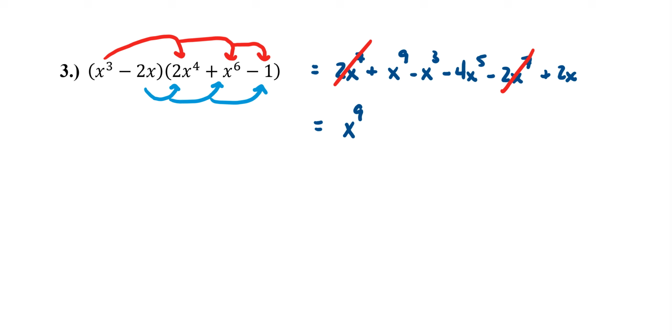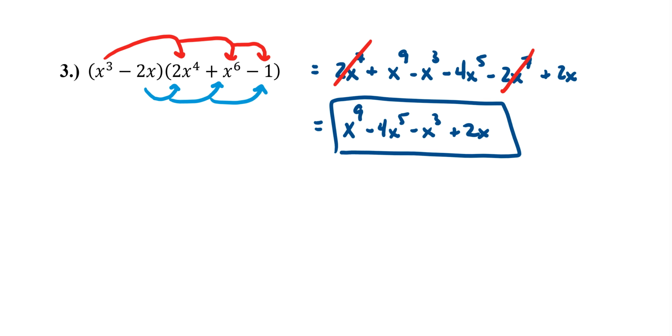Something I'm going to do here, and something I recommend doing, is when you have polynomials, so polynomials are when you have an expression where the terms' exponents are positive whole numbers only in the numerator. When you have polynomials, you should write them in standard form, meaning the exponents go from largest to smallest. So I'm going to write this as x to the 9th minus 4x to the 5th minus x cubed plus 2x, and that looks like every term in order, exponents largest to smallest. So there is our final answer.